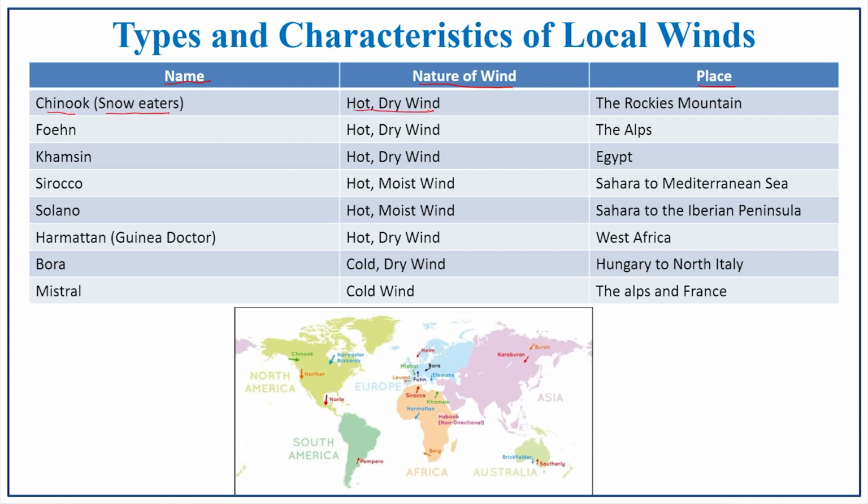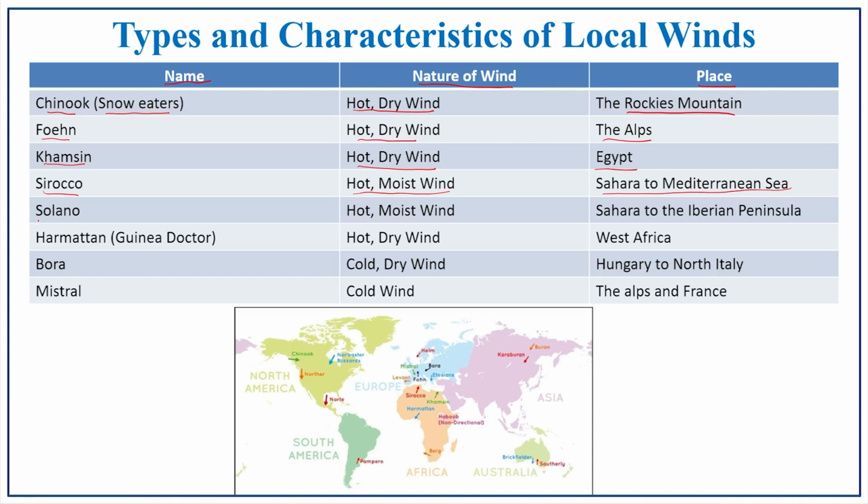Where it is confined to, it is blowing in the Rockies mountain. And Fohn, it is a hot and dry wind, it is blowing in the Alps mountain. Khamsin, it is a hot dry wind which is blowing in Egypt. And the next one is Sirocco. This Sirocco is a hot moist wind which is confined to the Sahara to the Mediterranean Sea.